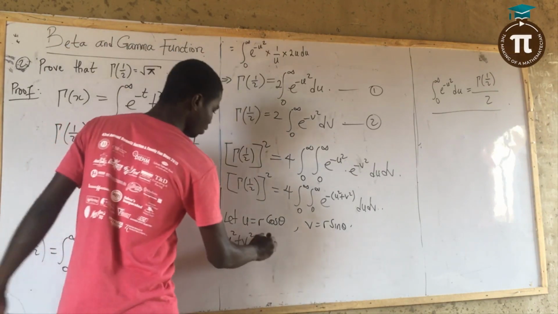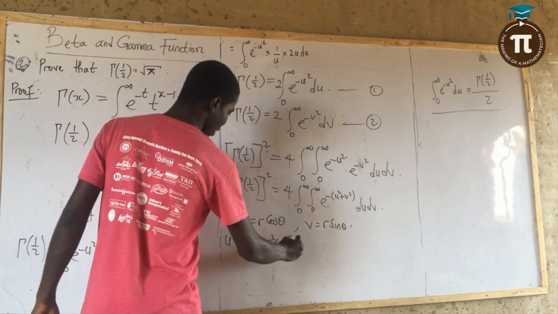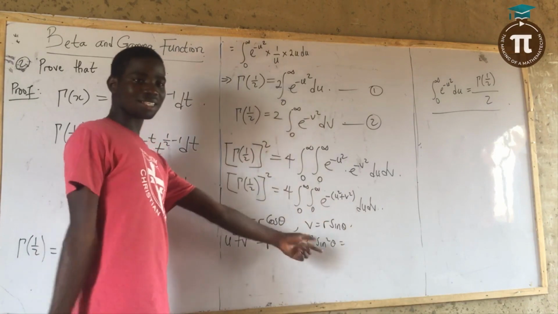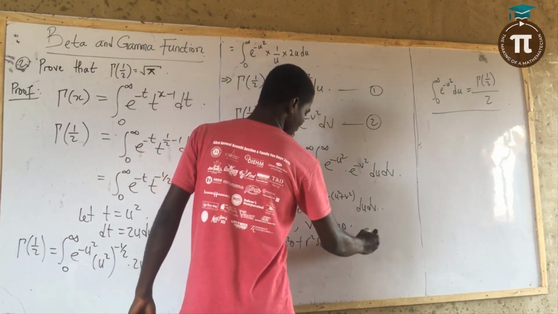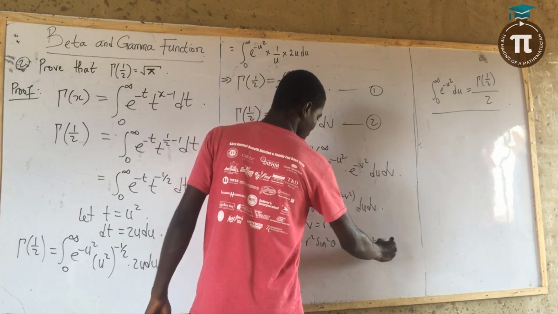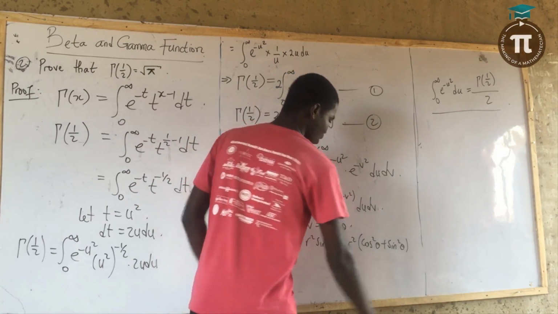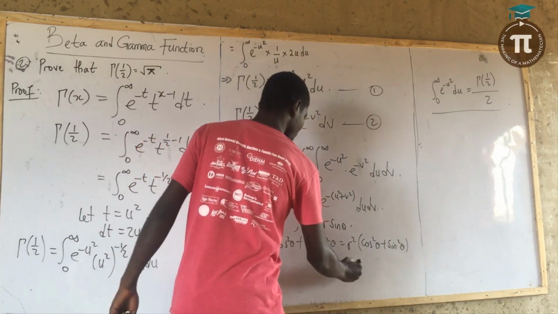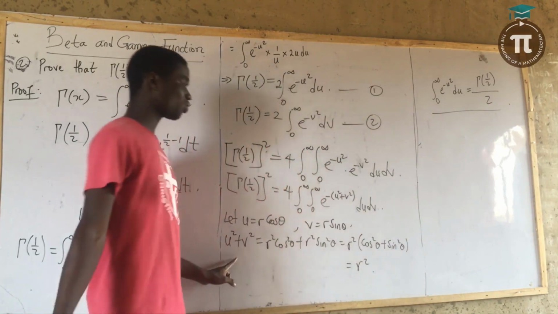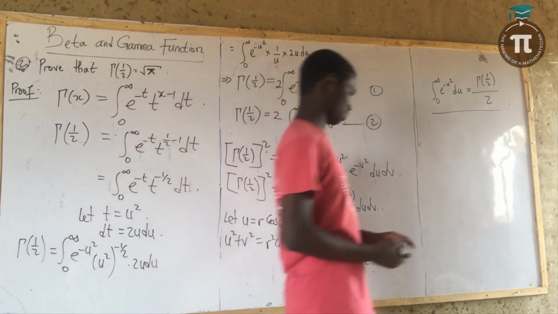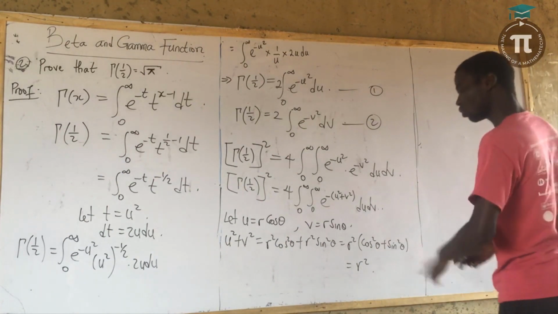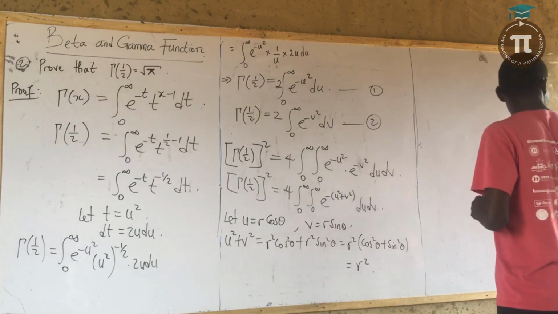What will be u square plus v square? u square plus v square will be r square cos square theta plus r square sin square theta. You can factorize this out as r square times cos square theta plus sine square theta. Cos square theta plus sine square theta will give 1. So this will be equal to r squared. That means u squared plus v squared is equal to r squared. So that is what we have here.